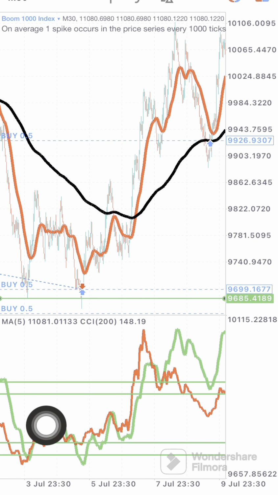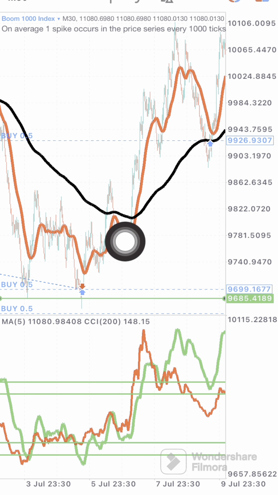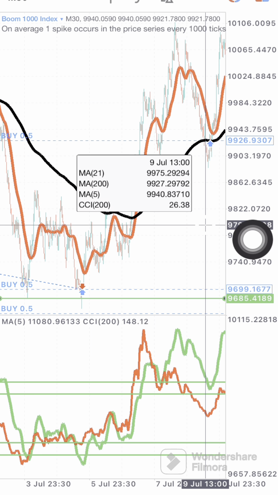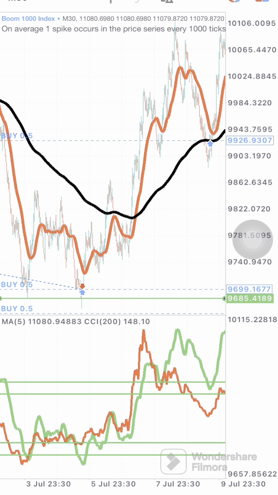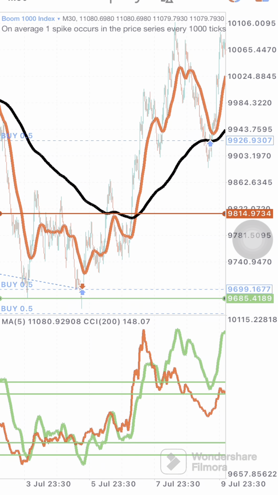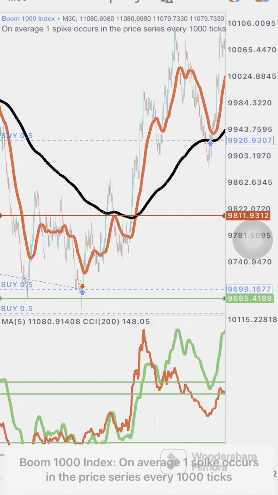and this CCI indicator are at the base level, which is the support level, which is around somewhere here. So whenever you see this red moving average cross this black at this area, at this junction, this is why they crossed.